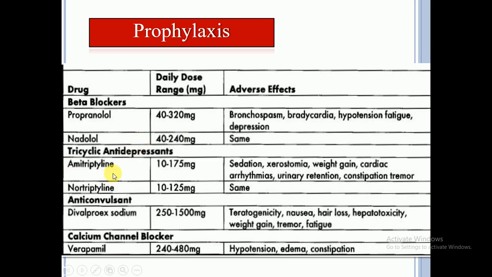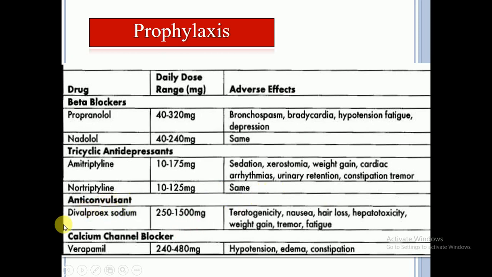Tricyclic antidepressants: amitriptyline is available at a dose of 10 to 175 milligram. Sedation, xerostomia, weight gain, cardiac arrhythmia, urinary retention, constipation and tremor may occur. Nortriptyline is also available at a dose of 10 to 125 milligram. These are also the adverse effects reported here.